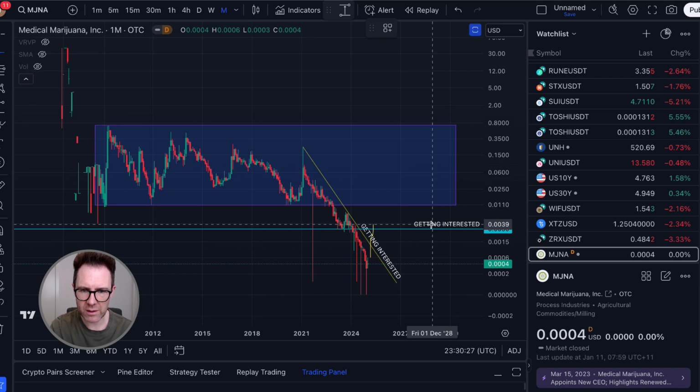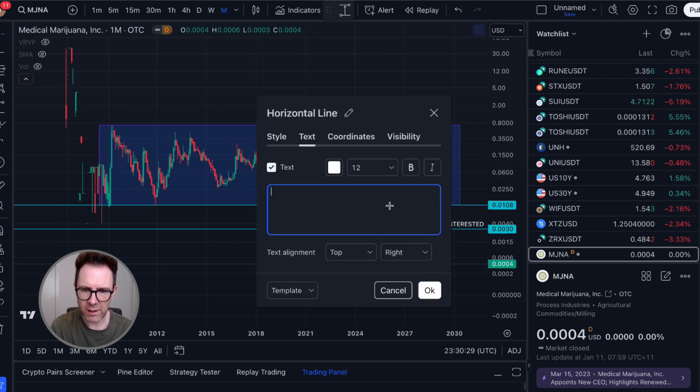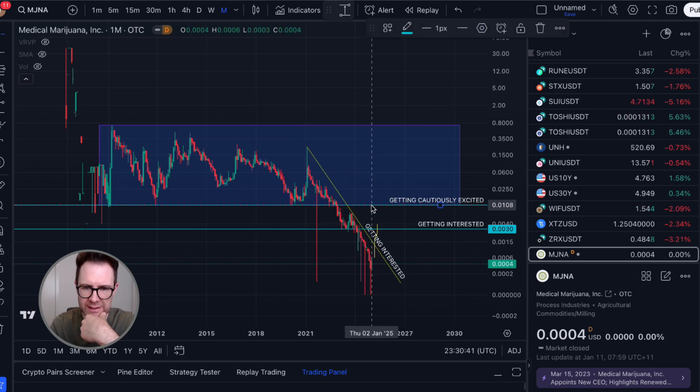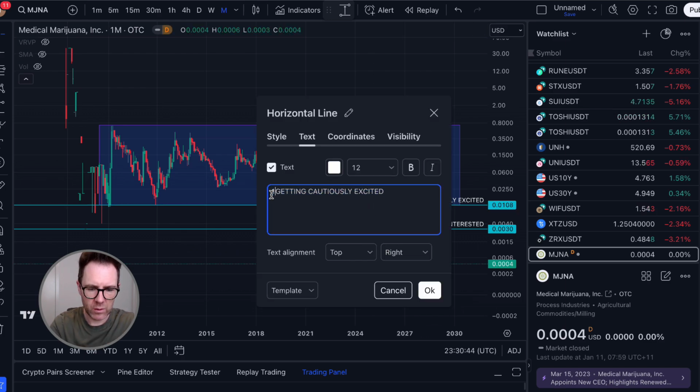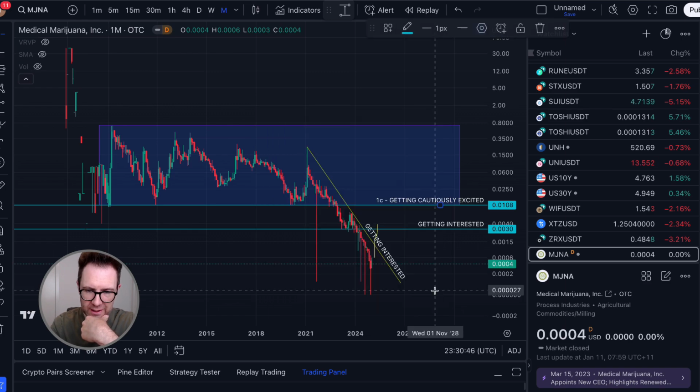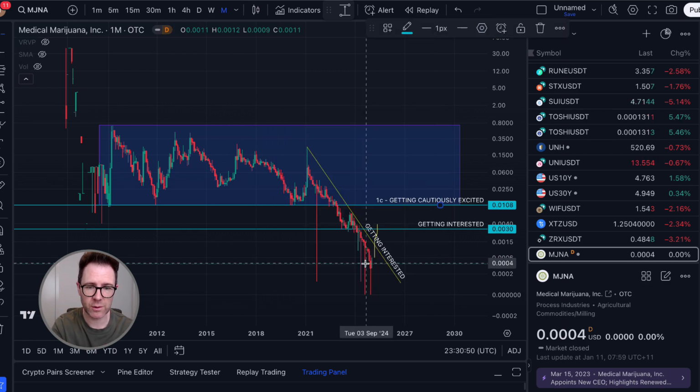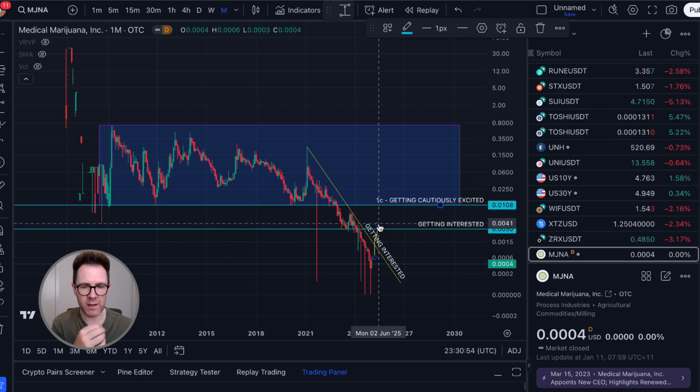Cool. I'm going to put this one in. Cool. I'm going to pop that in. I'm going to call that getting cautiously excited. That's getting cautiously excited at 1 cent. Cool? 1 cent. Getting cautiously excited. This isn't my getting excited line. I'm just cautiously excited. Cool? That means you would be back in.